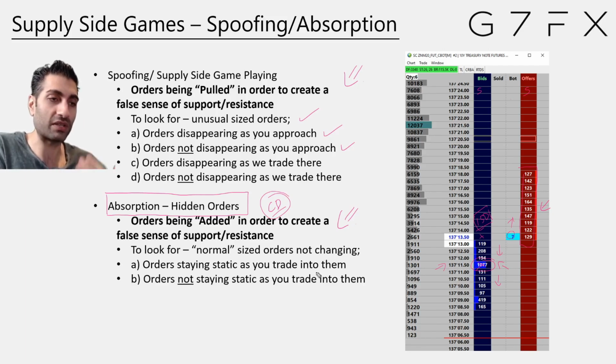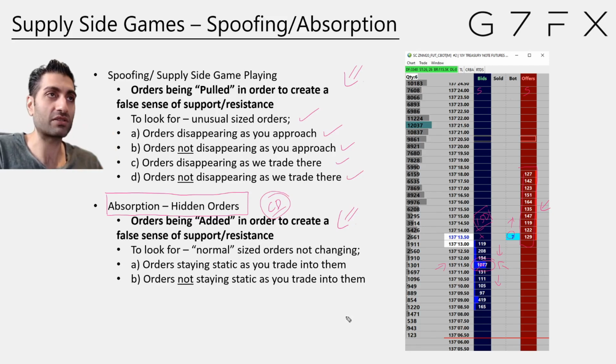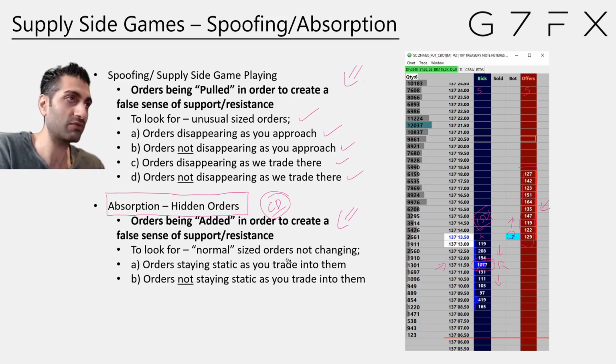So for me in my career, the key was if I saw 1077 several prices away, it didn't bother me. I was more concerned about, oh, what happens as we approach that? Does it start to disappear? What happens as we trade there? Does it start to disappear? Right, so that's what we're going to be looking for.